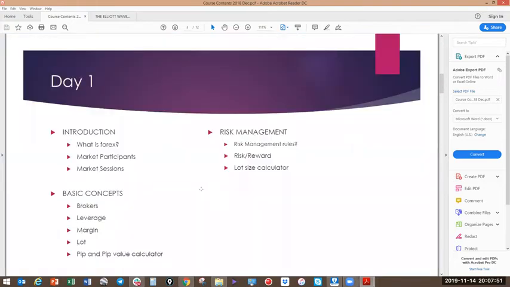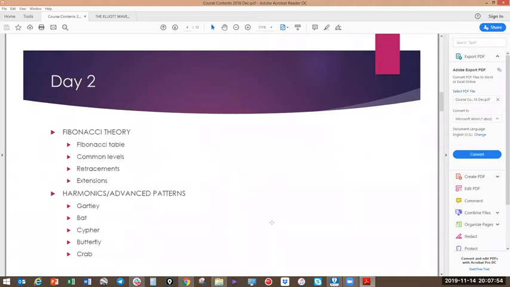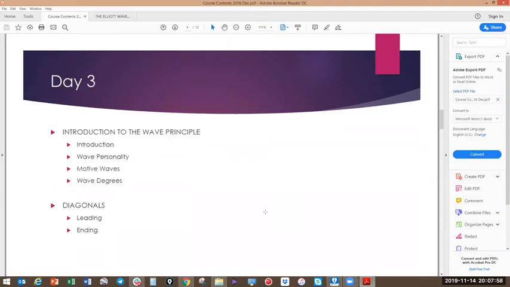We've done introduction to Forex on day 1, Fibonacci theory and the harmonic patterns on day 2. Yesterday we did 2 types of motive waves, that is the impulse and the diagonals. We went through the basic rules and guidelines of all the waves from 1 up to 5, and then the A, B, C correction. We also covered the rules of leading and ending diagonals and where we find them.